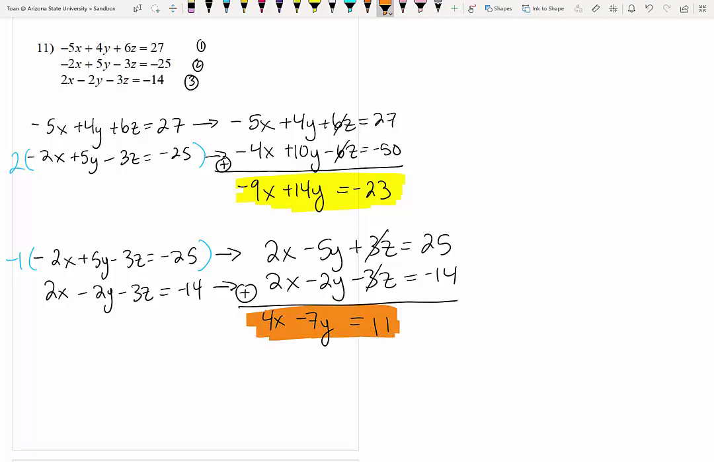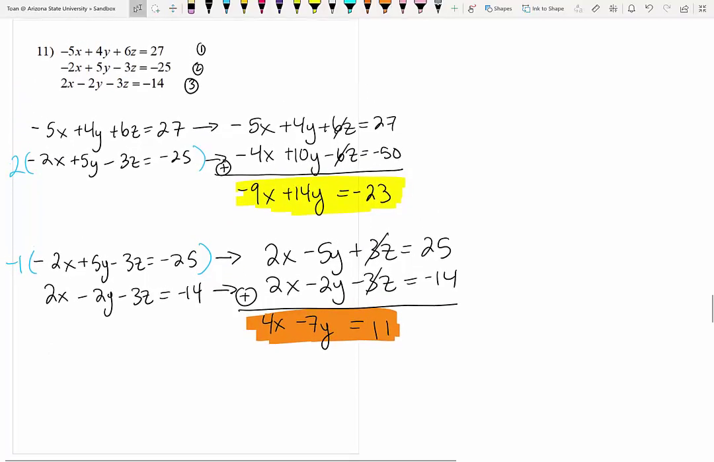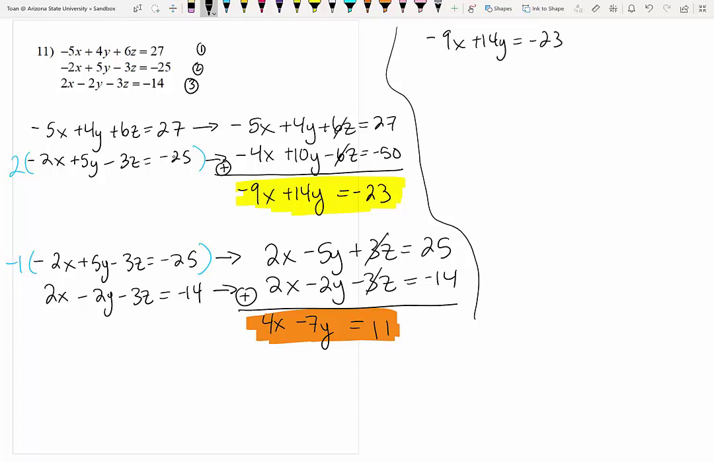Now the idea is that you put your two saved equations together and you basically repeat the process of elimination. So I'm running out of room here, so let's hope I can squeeze it in here. So you take your two saved equations, negative 9x plus 14y equals negative 23, and 4x minus 7y equals 11, and then you eliminate like normal. So I don't know, let's eliminate the y's here.